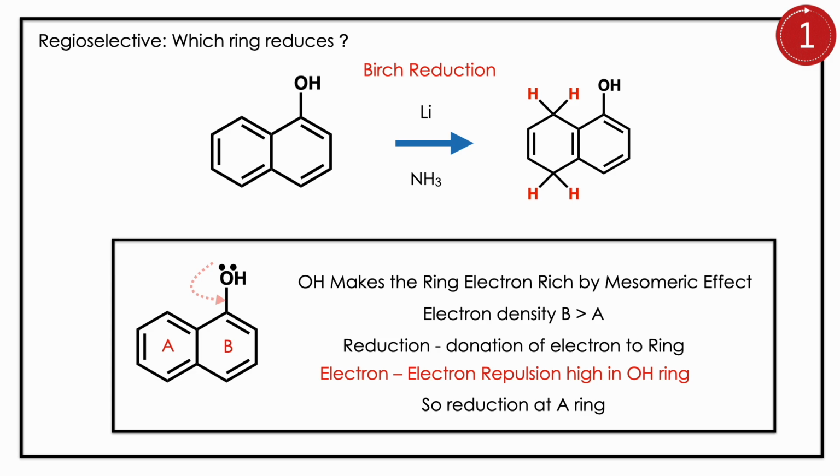Here oxygen contains lone pair which is mesomeric. Donate the electron to the ring, make it electron richer. So ring B is electron richer, ring A is more deficient than B. So the reduction happens at the A. So 1,4 reduction happens. You have the final product. The concept you outline here is reduction happens quickly at the electron deficient ring. So the regioselectivity dictated here by the electron deficiency.